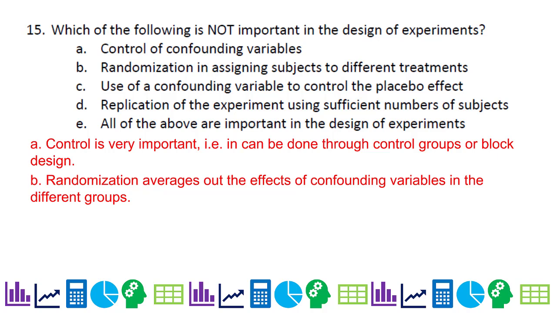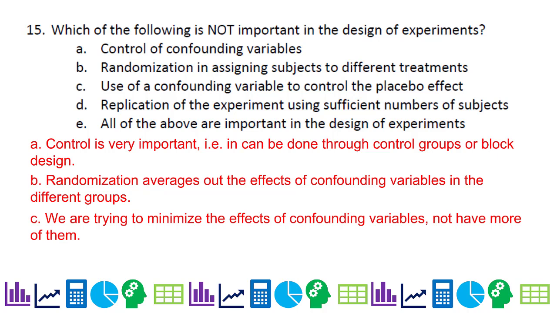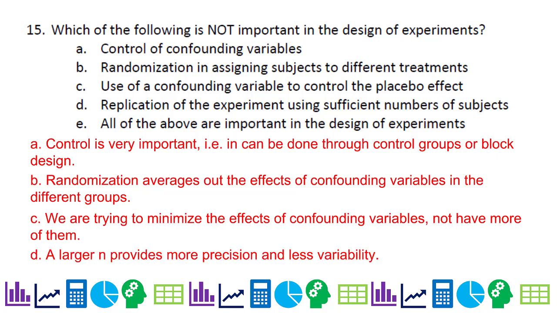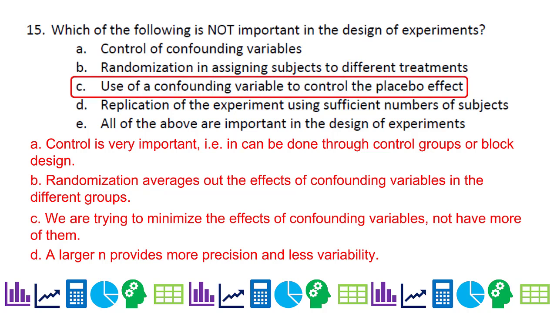Those darn confounding variables. C, use one. No, we don't need more confounding variables. We're trying to minimize their effect. No, bad confounding variable. All right, then finally D, replication of the experiment using sufficient numbers of subjects. Larger N provides more precision and less variability. So the only one that is not important is C.